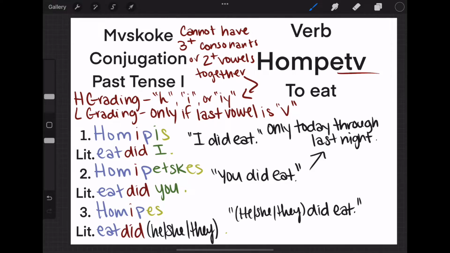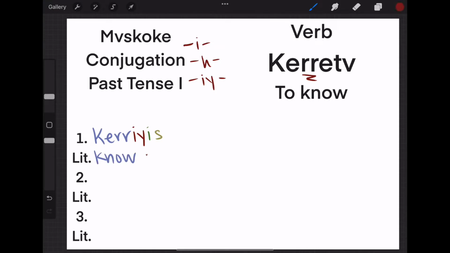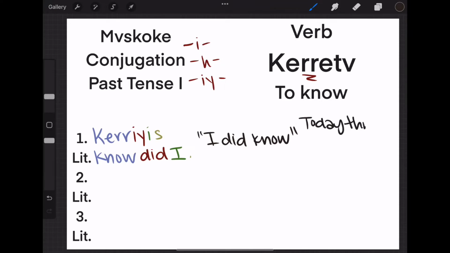Our second example will be the verb kerretv, to know. So let's write down our past tense 1 indicators, I, H, and IY. Since kerretv has 2 repeating letters, we will be using IY as a past tense 1 indicator. Write down our first person marker, I, and then our declarative ending, S. Kerrayes. This literally translates to know, did, I, or I did know. And as a reminder, this is just for today through last night or a 24-hour period.